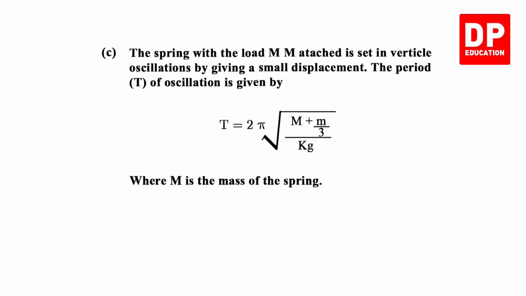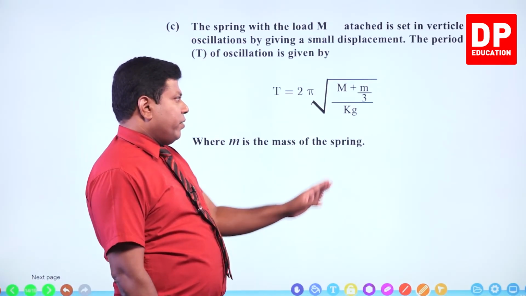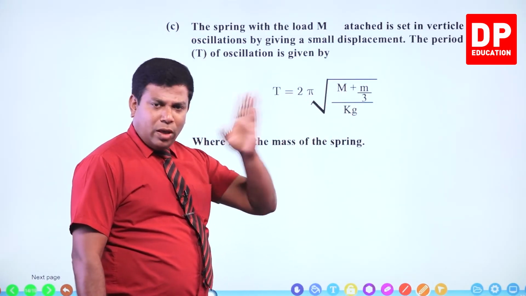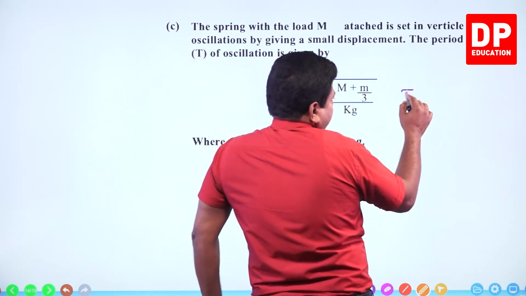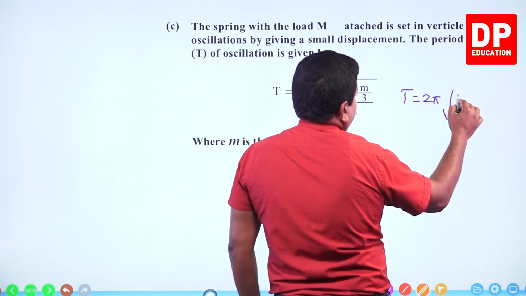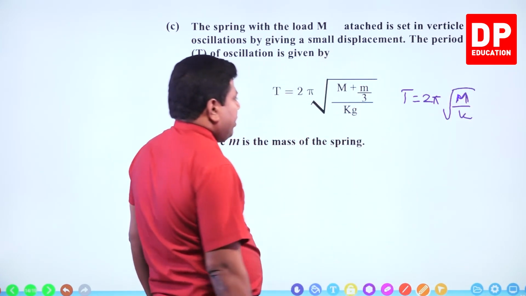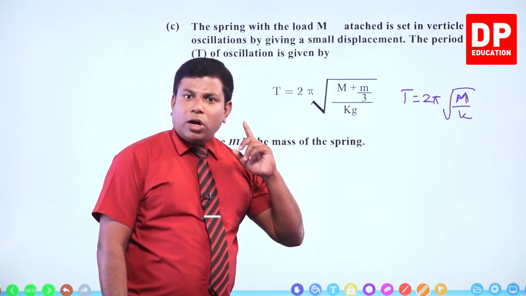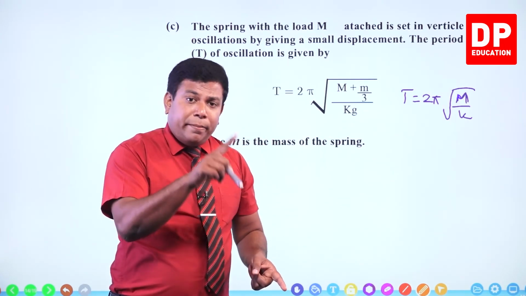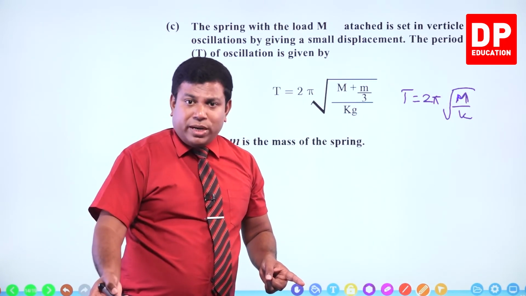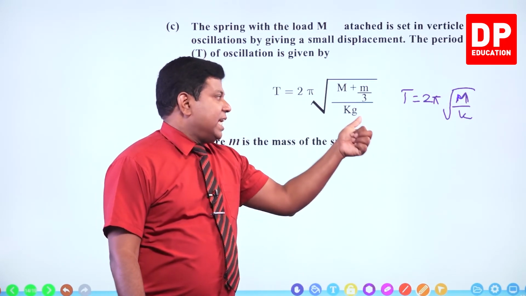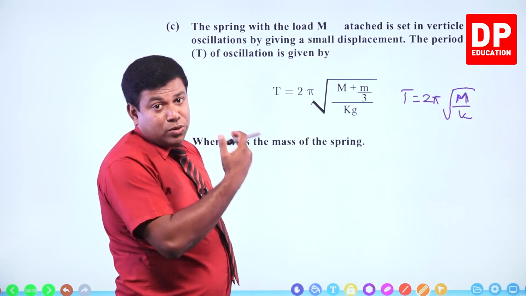The spring with load M attached is set in vertical oscillations by giving a small displacement. The period T of oscillation is given by T equals 2 pi square root of M plus m by 3 over kg. Now what we usually study is T equals 2 pi square root of M over K. Now why has this g come? Because the K that we found here is not in Newton meter minus 1. It's in mass per meter, kilogram meter minus 1. So that's why this g has come additionally. So it's a different K that we are using here.